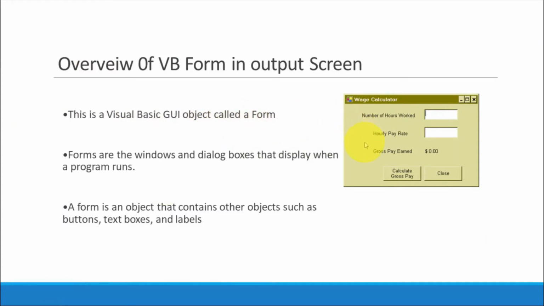Forms are the windows and the dialog boxes that display when the program runs. When we run the program, it will show like this in the form of a window or dialog boxes. A form is an object that contains other objects such as buttons, text boxes, and labels, because everything is in the form of objects. This form itself is an object, and these buttons and text boxes are also objects. A form is an object and it contains other objects.